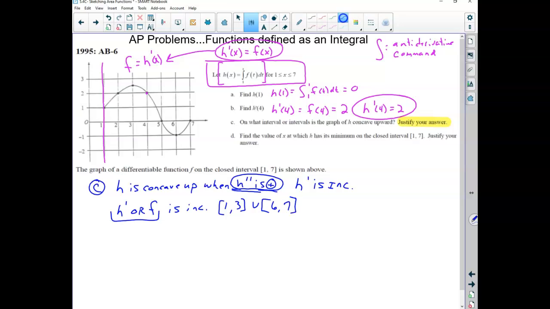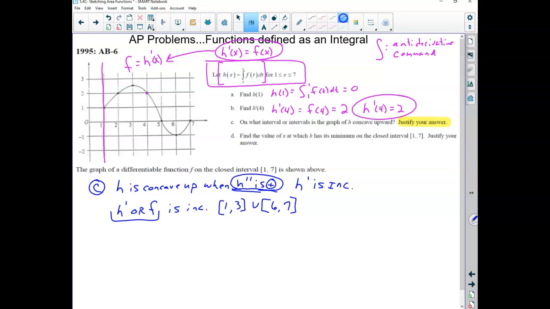H is concave up when h double prime is positive, which implies h prime is increasing. Oh, okay, so here it is. H prime or f is increasing on the intervals from 1 to 3 and 6 to 7. And you can use open parentheses. It really doesn't matter, okay?